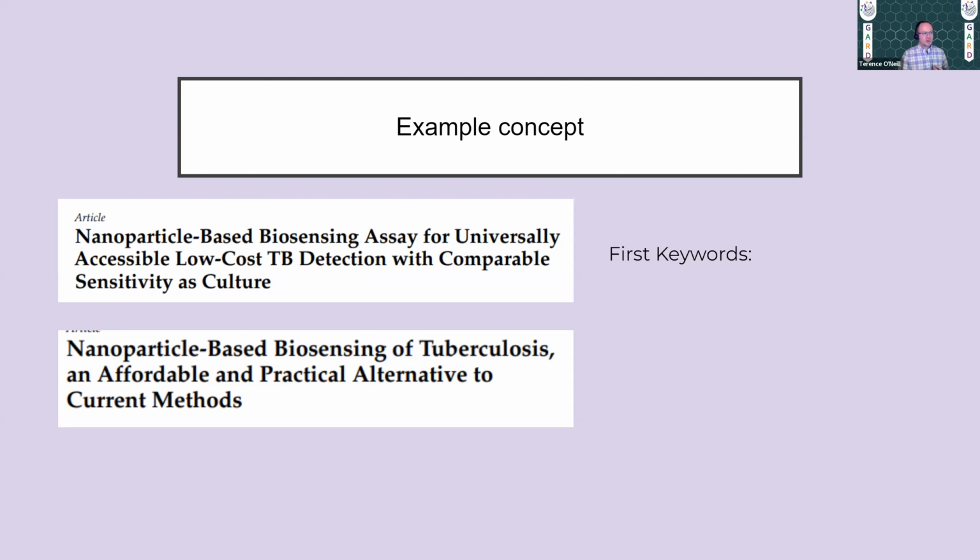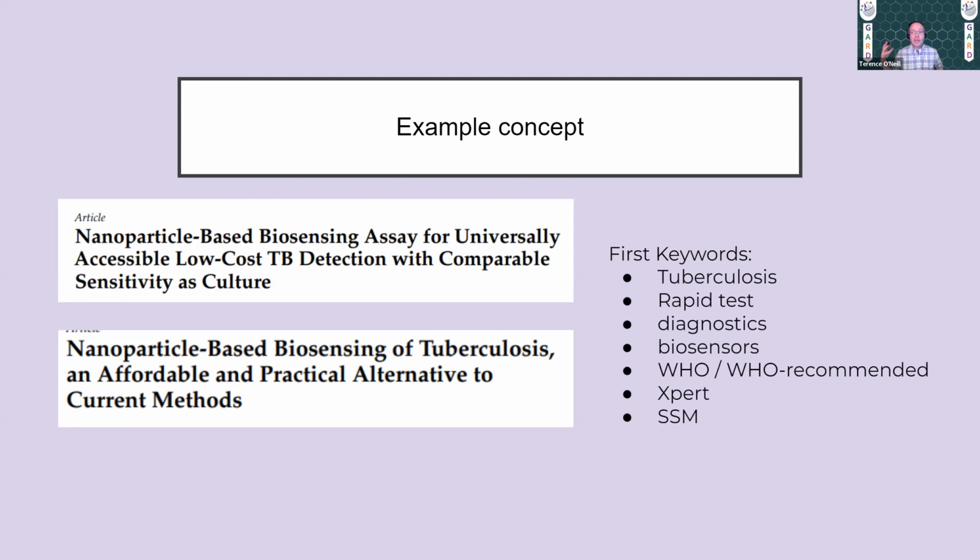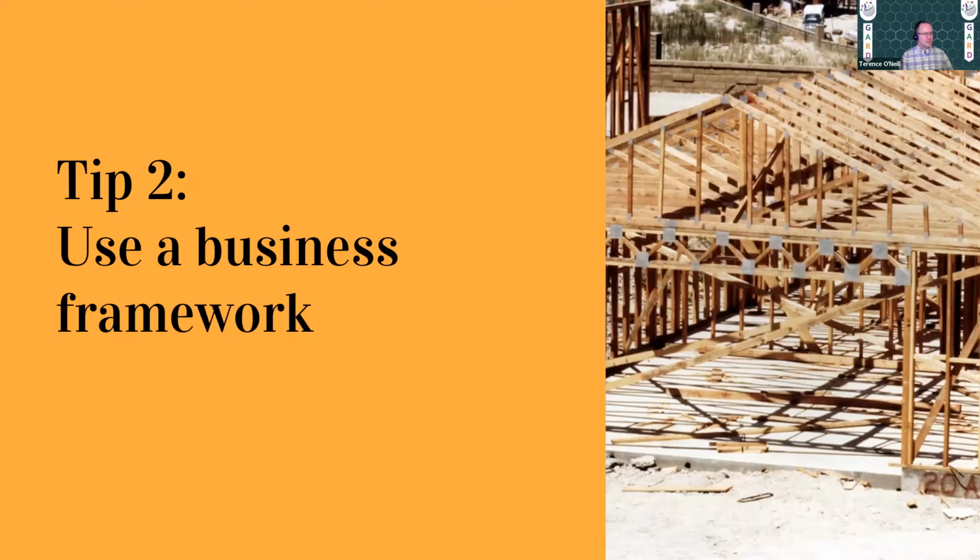So for this opportunity, the first keywords that I was looking at and highlighting were obviously going to be tuberculosis, but also rapid tests, diagnostics, biosensors, World Health Organization, and also World Health Organization recommended, that term of art around the specific technologies that they advocate for. And then a competitor technology expert, it's important to highlight those and bring those out, as well as a specific technology or measurement, SSM. So that's the first key tip.